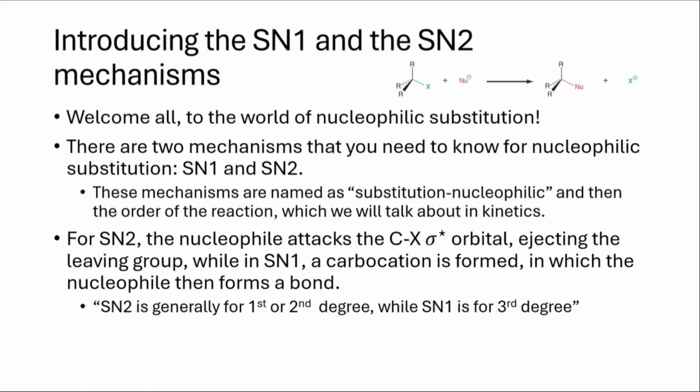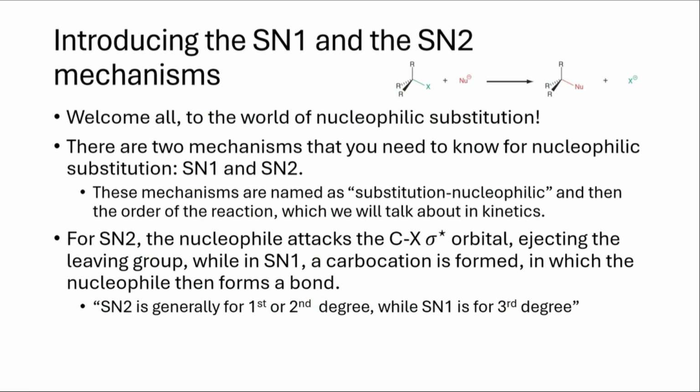Next, I want to go over SN1 and SN2 mechanisms. So this is the world of nucleophilic substitution. If we have a carbon that's bonded to 3 R groups and 1 X, X will be our leaving group. If we have a nucleophile, like the cyanide ion, then that nucleophile will attach itself to the carbon, and that X will just be ejected as the leaving group.